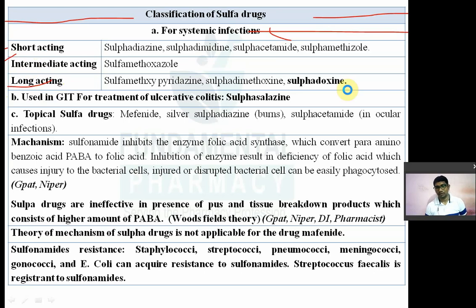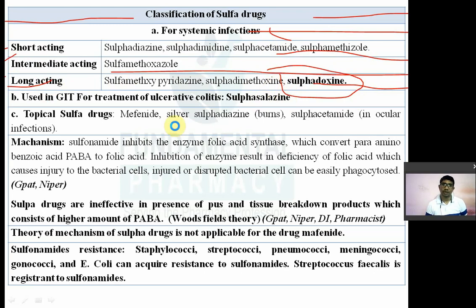क्वेश्चन इसके ऊपर आता है. What are the short acting? Remember, sulfadiazine, then sulfadimidine, sulfacetamide, and sulfamethoxazole. These are the short acting. Intermediate acting. So remember, sulfamethoxazole is an intermediate acting. Then long acting sulfa drug. So long acting, sulfadoxine. इसके ऊपर क्वेश्चन आ चुका है. Longer acting sulfa drug is nothing but sulfadoxine.